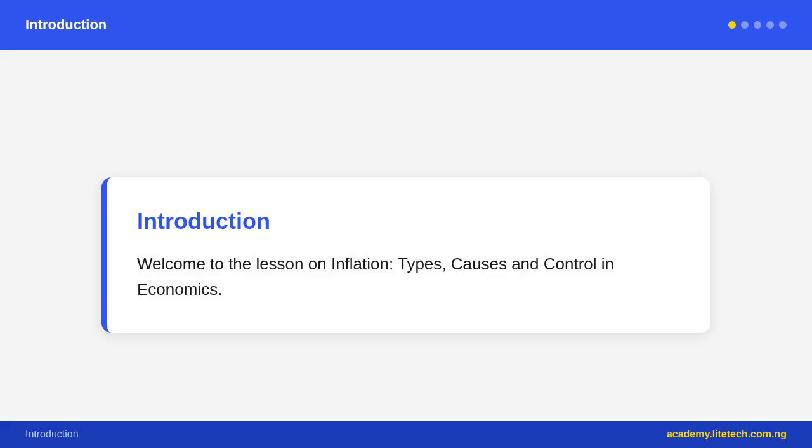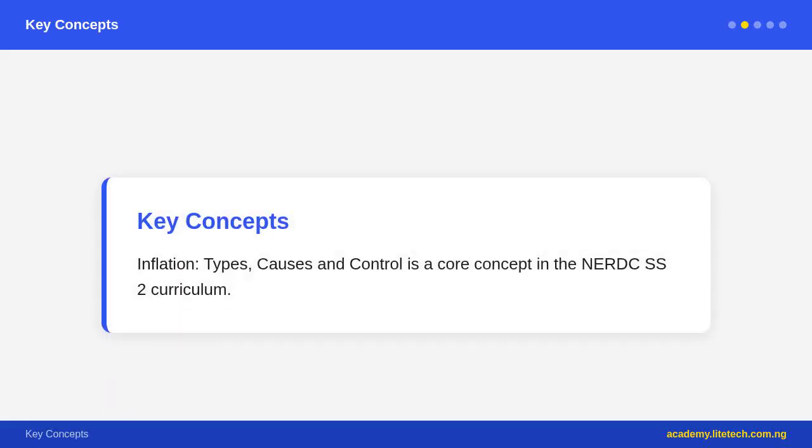Effects of inflation on income distribution. Inflation hurts people with fixed incomes, pensioners, workers with fixed salaries, who find their real purchasing power declining. It benefits debtors, who repay loans in cheaper naira, and harms creditors, who receive cheaper naira back. On savings, high inflation erodes the real value of savings held in low-interest bank accounts. On business planning, unpredictable inflation creates uncertainty, discouraging long-term investment.